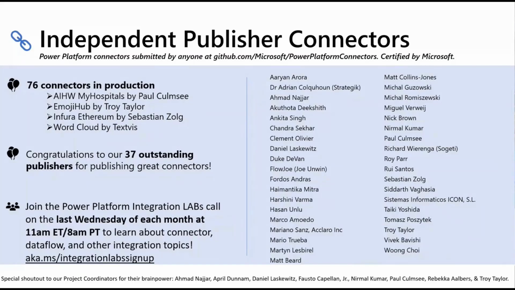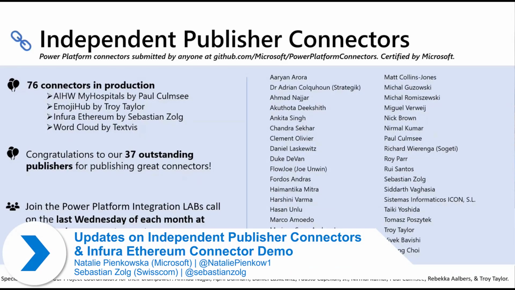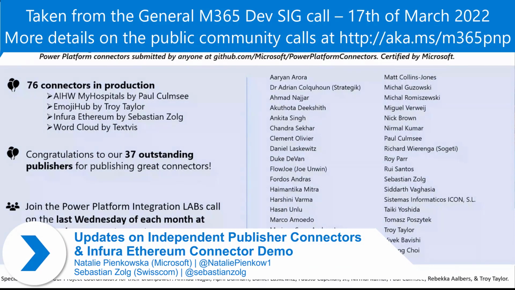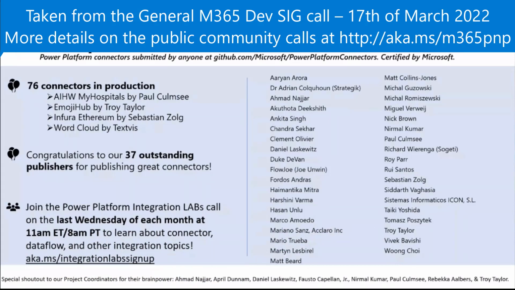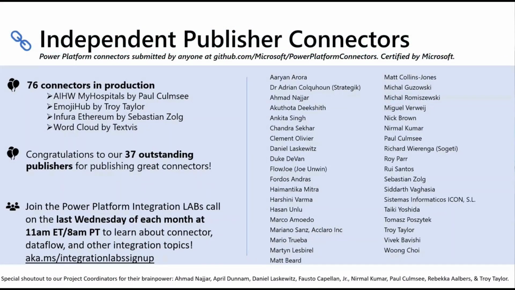So I'm here to provide updates on the Independent Publisher Connector program. For those of you who are not familiar with this, essentially this is a way to publish a custom connector to the Power Platform without actually having to own the API for which you're building the connector. These connectors, you don't have to actually download them. They're all certified by Microsoft and available within Power Apps, Power Automate, and even Azure Logic Apps, so beyond the Power Platform. No downloads necessary.